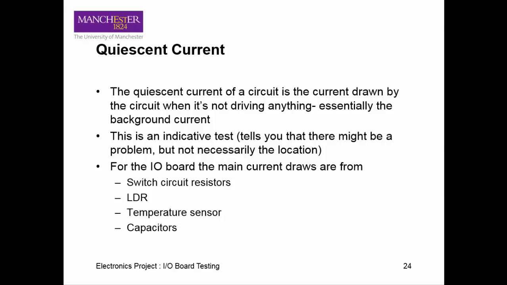The main quiescent current contributors are the switch circuits, depending on the position of the switches, the LDR, the potentiometer, the temperature sensor, and the capacitors.